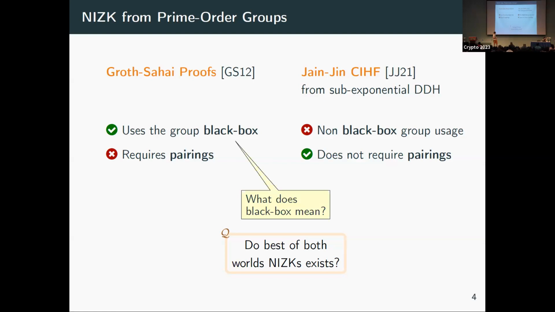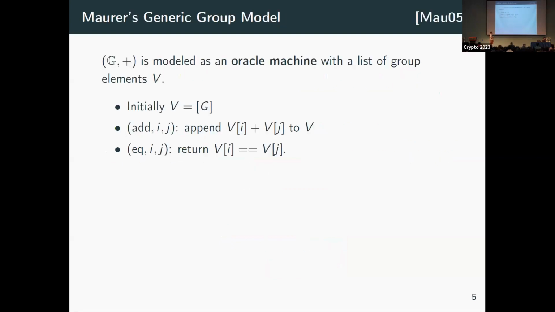And by the way, I just want to quickly mention what I mean by black box in this case. So before I answer this question, I want to clarify what I mean by black box. And by black box, I really mean something that can be instantiated in the Maurer group model. So the Maurer group model is just an abstract model of computation where a user doesn't actually have access to the group itself. Like, there is no circuit implementing the group, or no group element representation. But everything is locked inside a Turing machine.